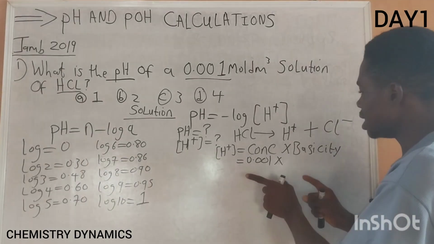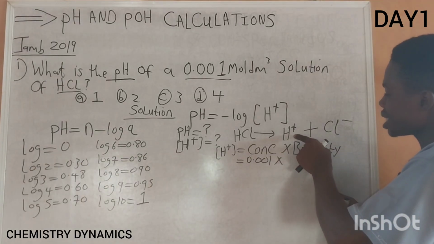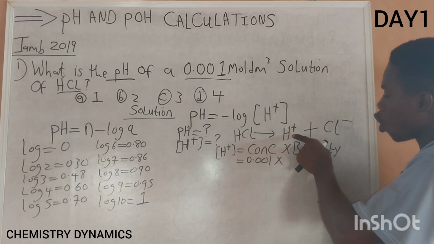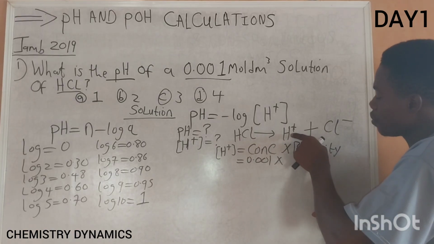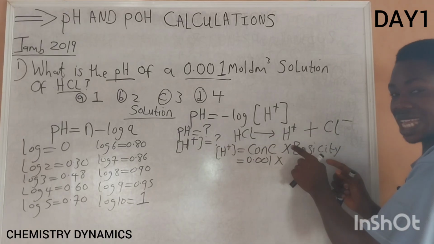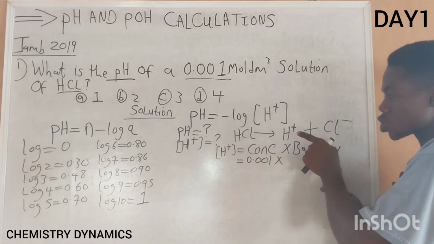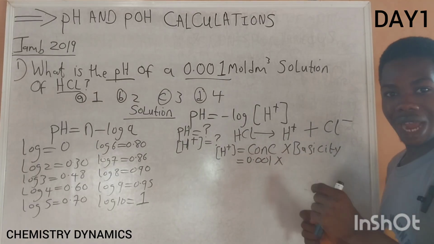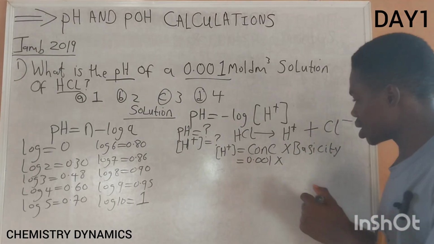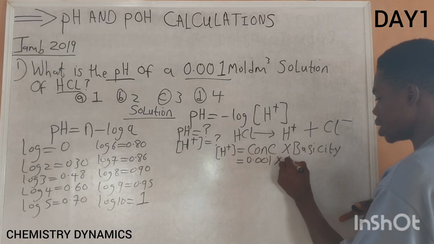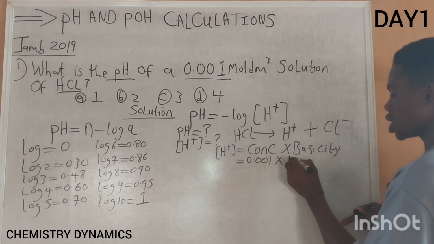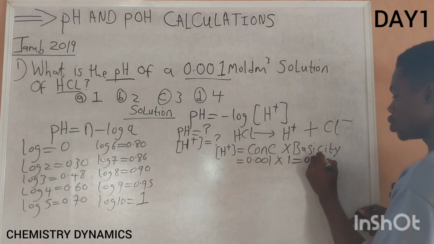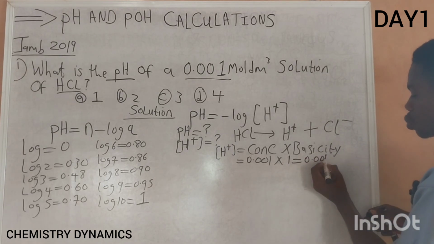Now, our basicity here is 1, because the hydrogen atom here is 1. If the atom of hydrogen here was 2, then our basicity would be 2. Because the replaceable hydrogen ion in hydrochloric acid is 1, it means our basicity is 1. So 0.001 times 1 will still give you 0.001. So this is our answer.